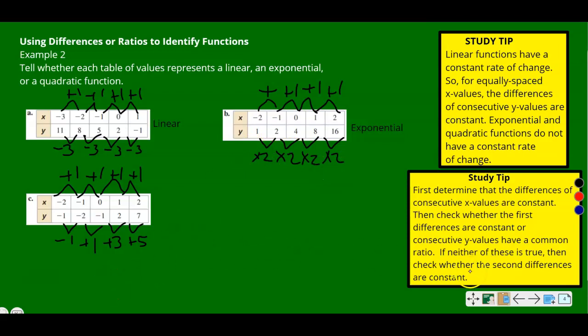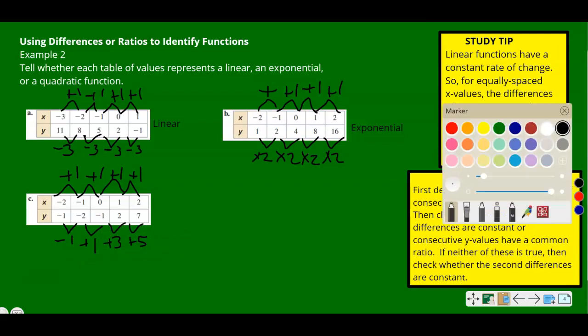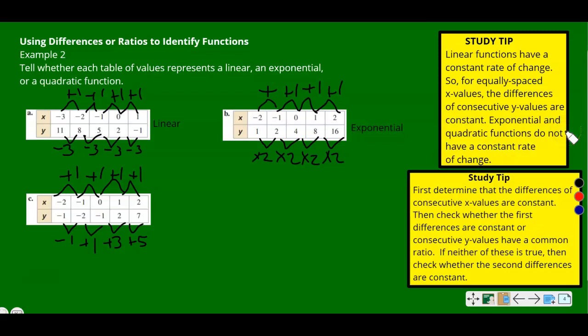All right, so remember it says check whether the second differences are constant. So now we're going to check the difference between -1 and 1, 1 and 3, and 3 and 5. This is called your second difference. If your second differences are constant, then it means we have quadratic because it would be your second degree. So from -1 to +1, I have to increase by 2. From 1 to 3, I increase by 2. Look at that. And from 3 to 5, I increase by 2. So that means my second differences are constant. So this table represents a quadratic function.